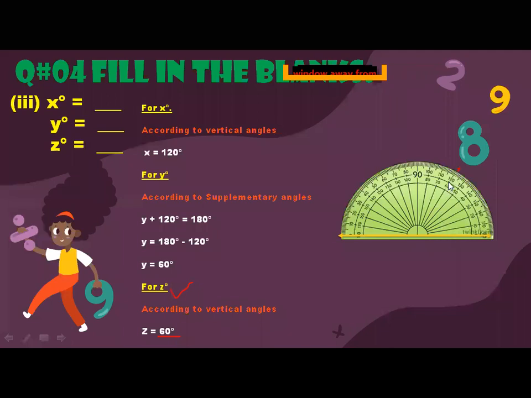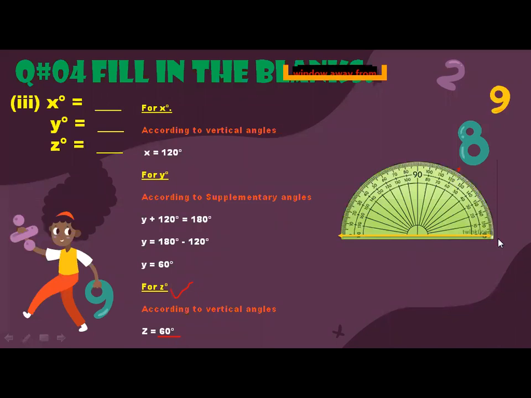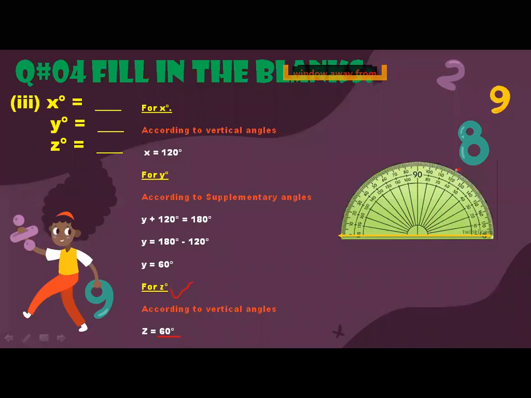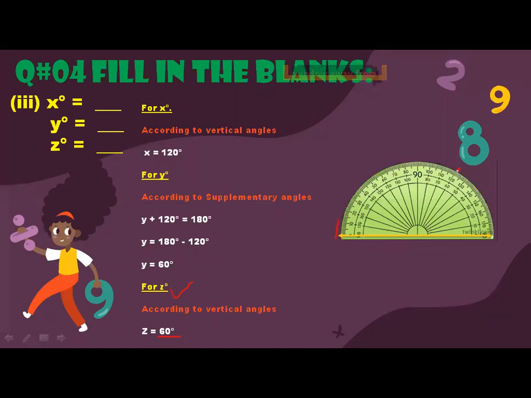Now look here. If you are starting from the right side, you will make the angle of 60°, and if you are going to start from the left side, you are going to make the angle of 120°.